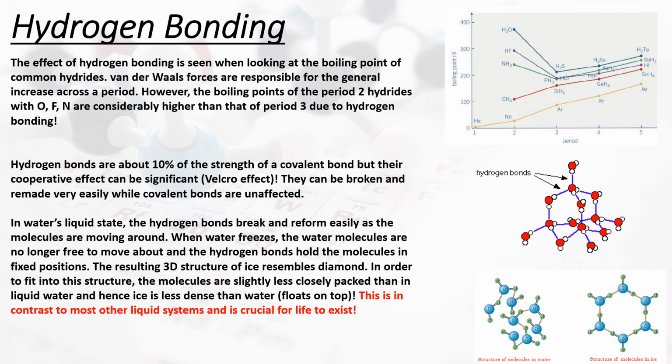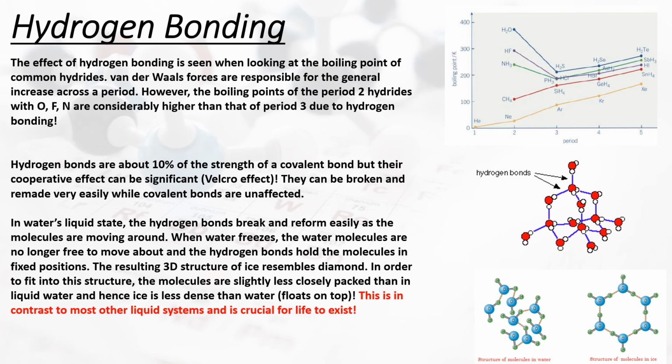For example, if I go down group 4, from carbon to silicon to germanium to tin, the boiling points of those hydrides, CH4 to SiH4 to GeH4 to SnH4, increase because we're getting larger molecular masses, more electrons, and greater Van der Waals forces.